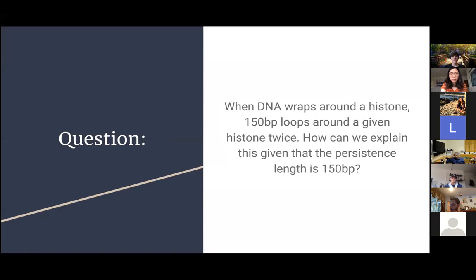I had a quick question. In regards to this question, you said that 150 base pair loops wrap around twice in a histone. Does that mean there are 250 base pair loops or one 150? Sorry, one 150, so 150 base pairs will wrap around the histone twice. So it's like 75 base pairs per loop around the histone. I see, thank you. I'll work on making my wording more clear. Oh no, it's totally fine. I just wanted to make sure it is one 150 base pair loop, and it loops around twice.